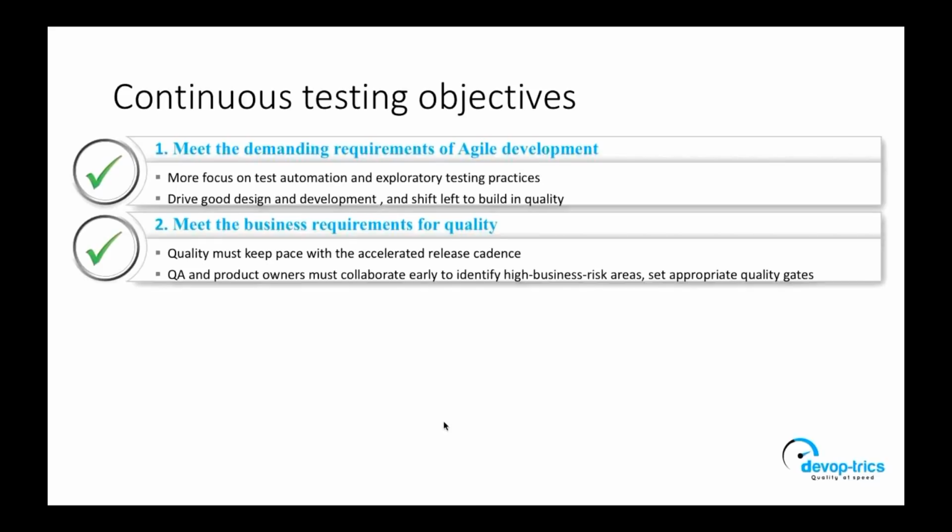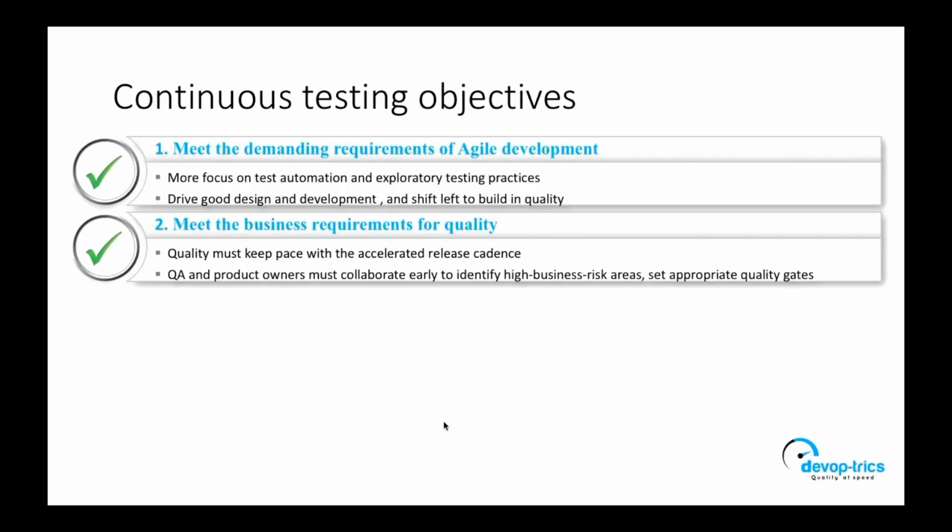The second point is that continuous testing must meet the business requirements for quality. So quality must keep pace with the accelerated release cadence. Cadence is a rhythm. Earlier, software used to be released 4 times in a year, meaning once in 3 months. Now a lot of large enterprise IT organizations are trying to achieve once in a month. Some people are trying to achieve once in 15 days.